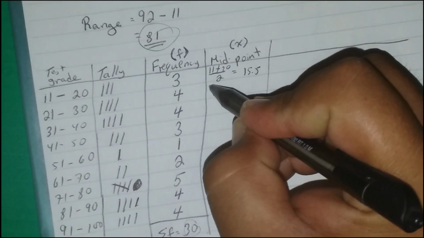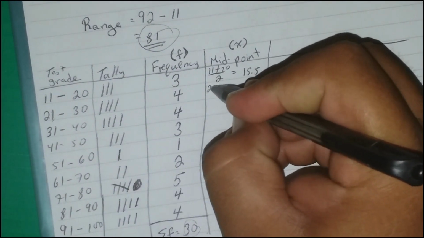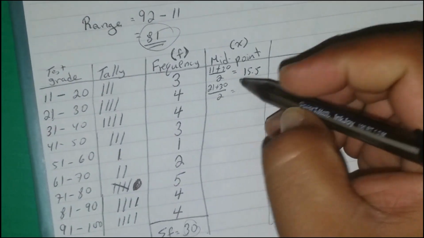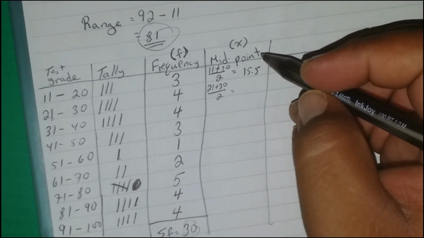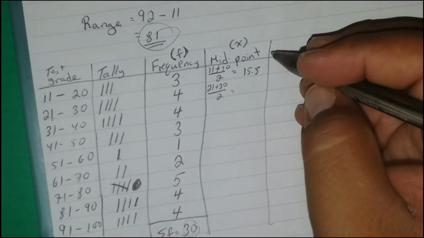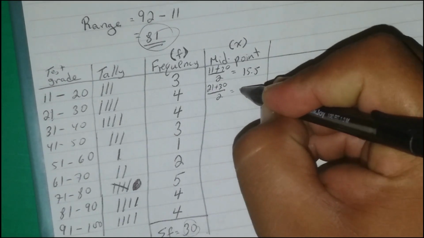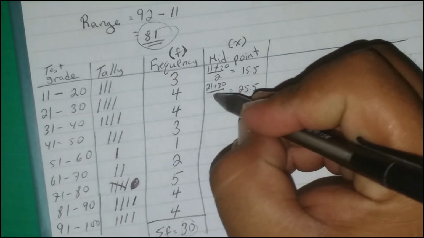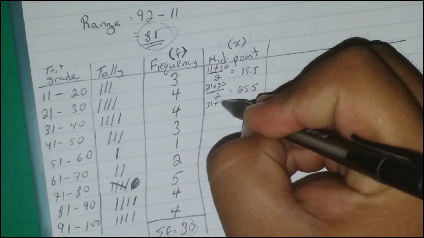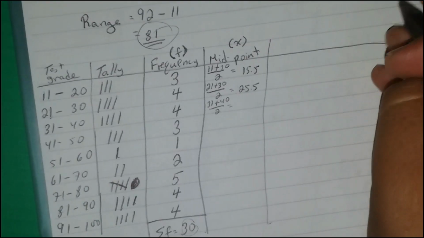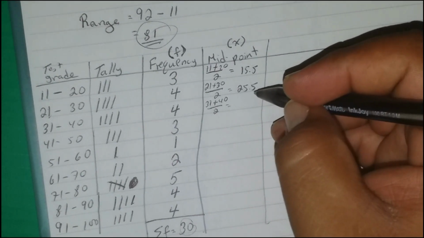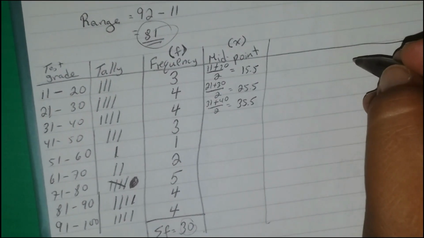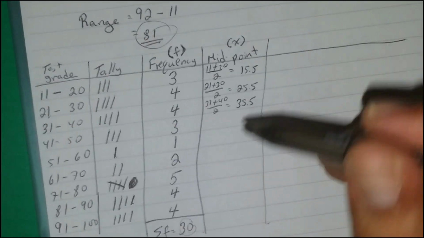The other midpoint is going to be the same thing. The lower boundary, in this case 21, plus the upper boundary 30, and you divide that by 2. 21 plus 30 gives you 51, divided by 2, that gives me 25.5, right? The other midpoint again, 31 plus 40 divided by 2, that's going to be 71, divided by 2, that's going to be 35.5, right? So now that you know the midpoint, the rest is going to be the same thing.